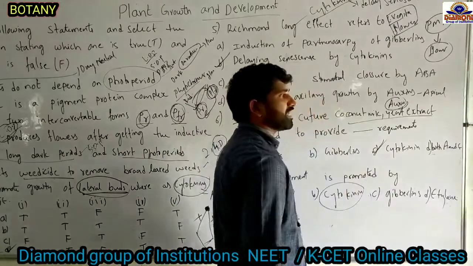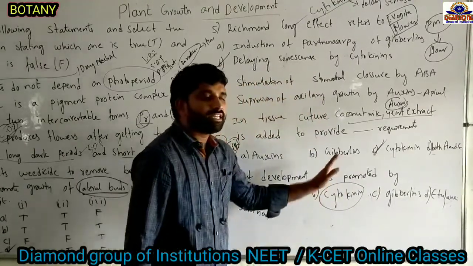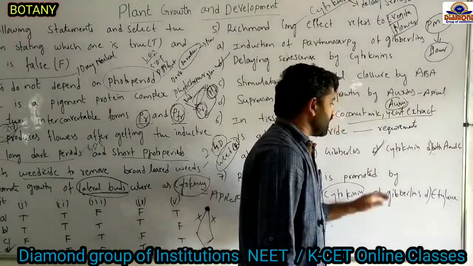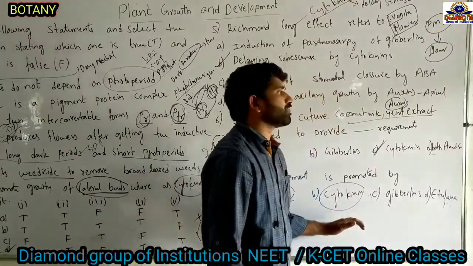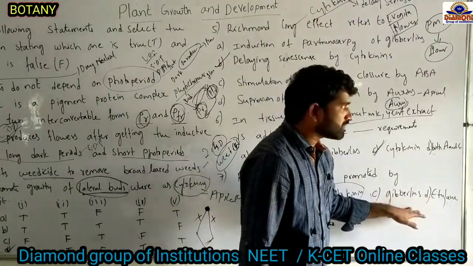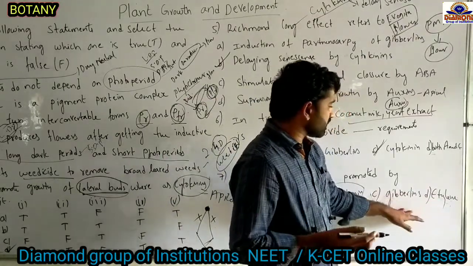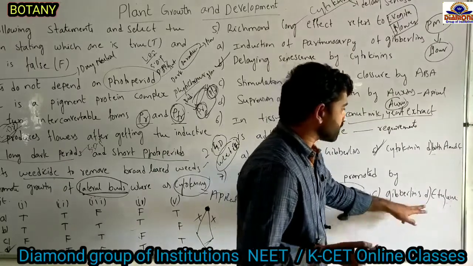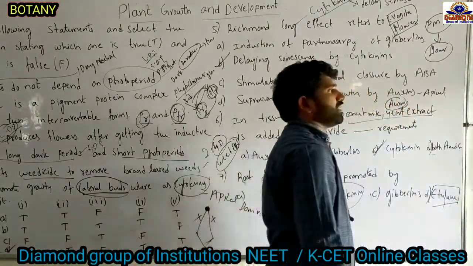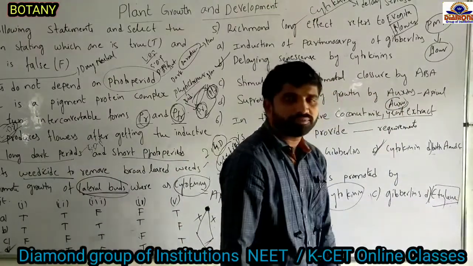Cytokinin is a plant growth activator. It can induce cell division and is involved in the transportation of food materials. And gibberellins can induce the growth of internodal length. And ethylene can act both as a plant growth activator and as a plant growth inhibitor.